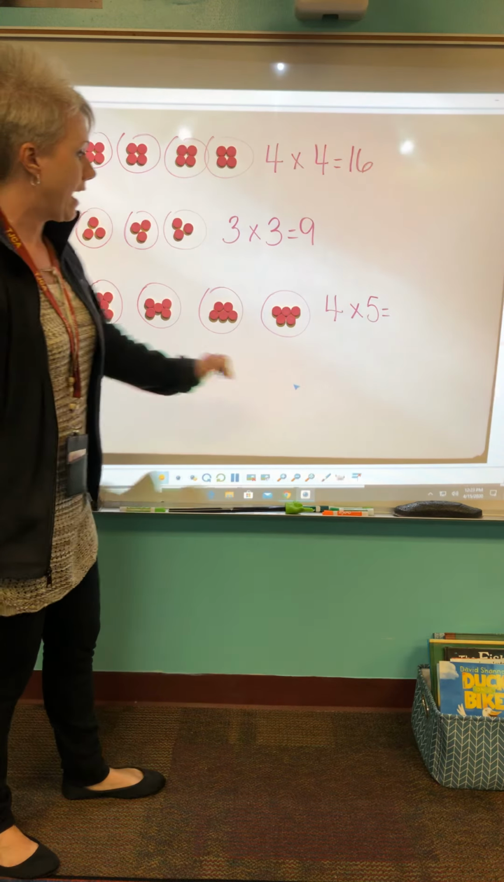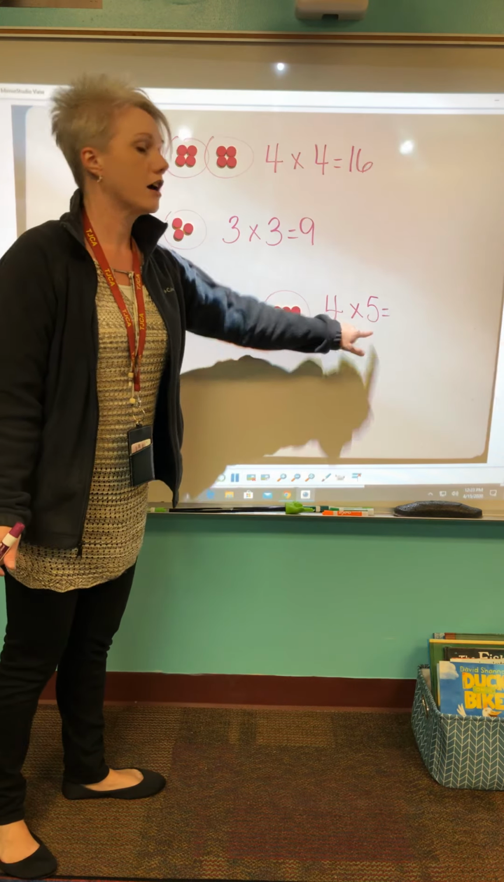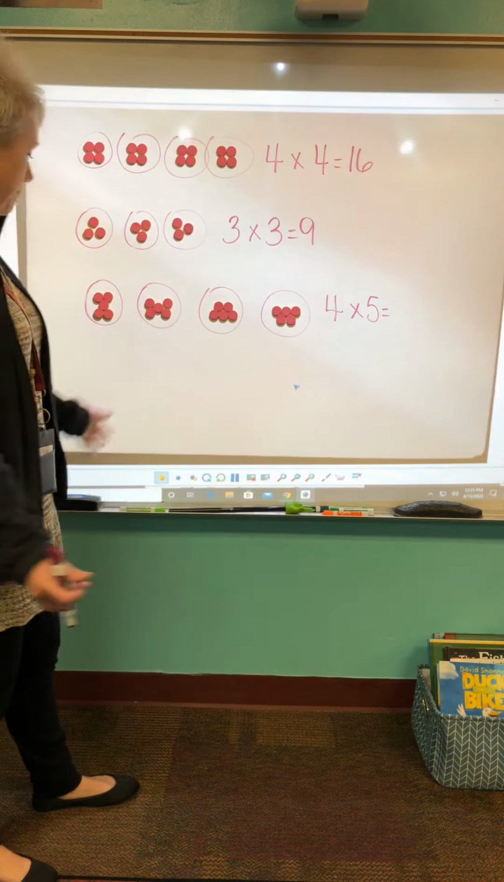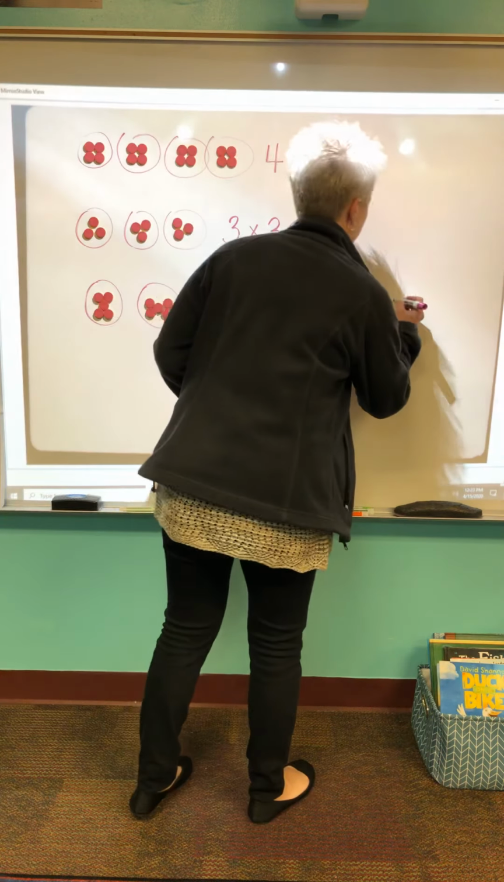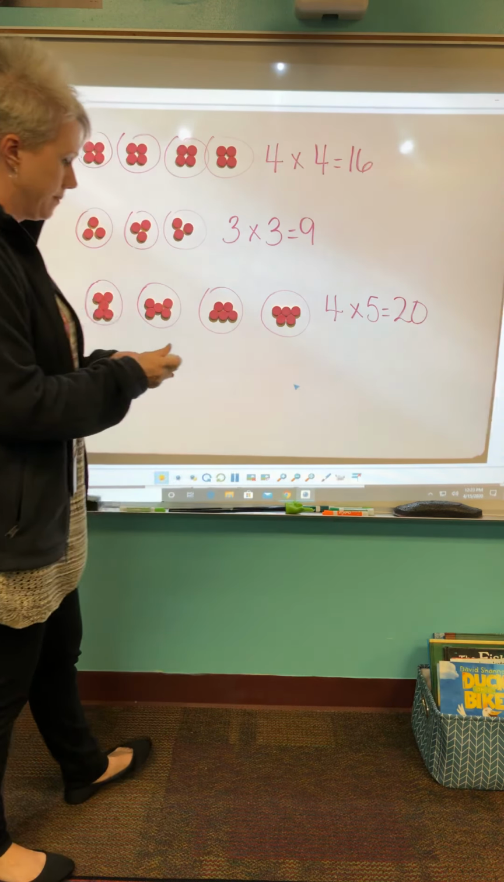So, we have 4 times 5, which is the same as 4 groups of 5. Since we have 5, we can just count by 5s, okay? 5, 10, 15, 20. 4 groups of 5 equals 20.